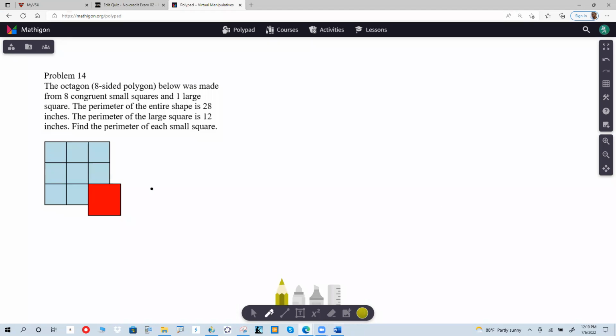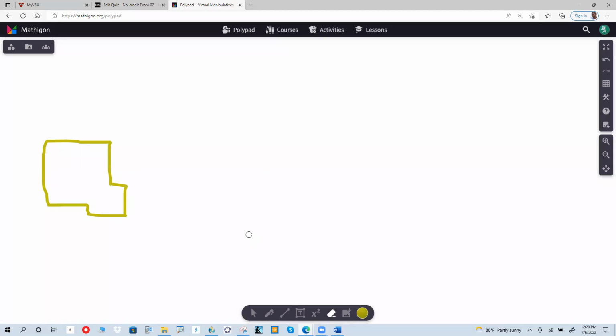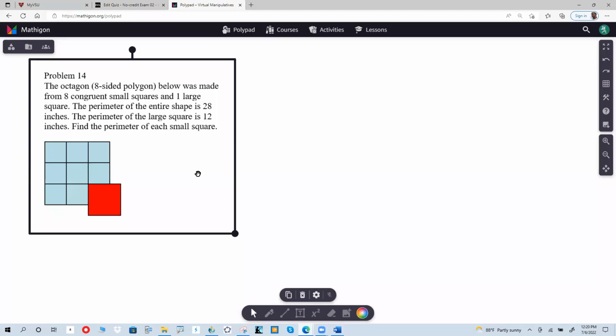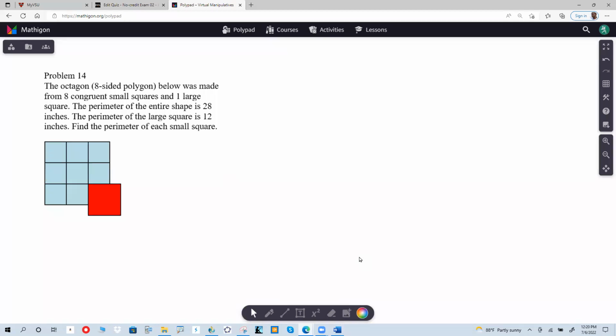The octagon, this whole shape is 8-sided. Let's count 1, 2, 3, 4, 5, 6, 7, 8. Okay, fine. They didn't mess up. This is an octagon. They're saying 8 congruent small squares and 1 large square. I can see it. The large square is red. The 8 congruent small squares are blue. The perimeter of the whole shape.